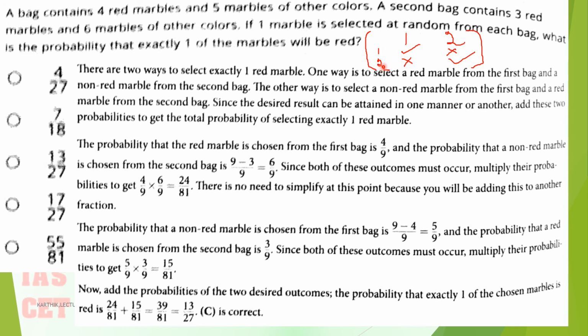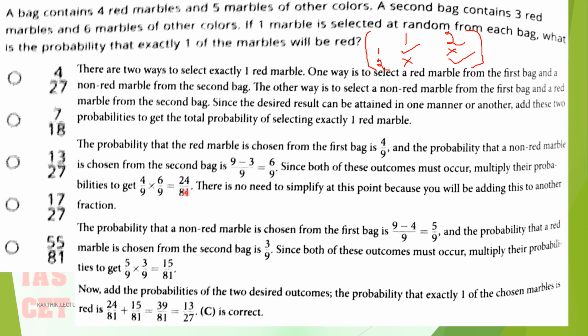Next, the second way. One is not a red marble from the first bag. So what is that? 5 divided by 9. Okay. From the second bag, red marble. How much red marble is there in the second bag? 3 out of 3 plus 6, which is 9. So multiplying, you will get 15 divided by 81.